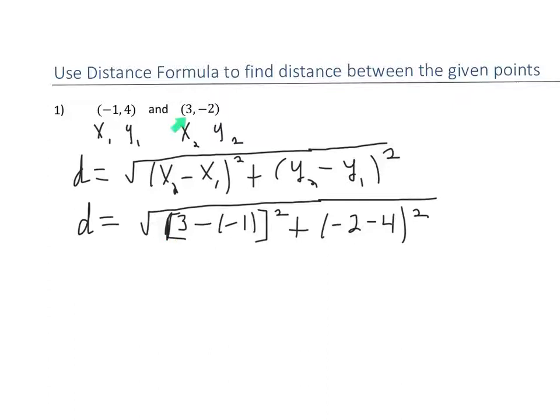So x sub 2 is 3, and we are going to subtract x sub 1, which is -1. 3 minus negative 1. And the whole thing has to be squared, so I am using a square bracket here to offset the parenthesis on the inside with the squared there. Plus the y sub 2 value is negative 2 minus 4. Whole entire value squared. So now we just have to evaluate this.